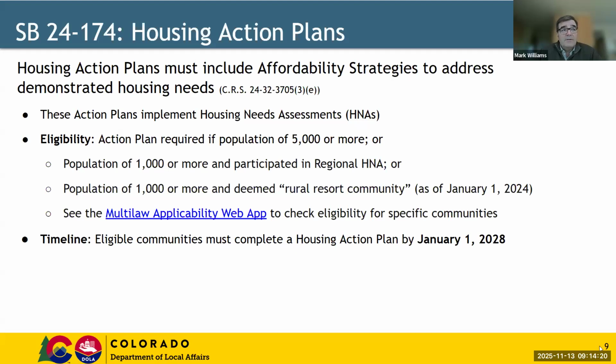If you have any questions or doubts whether or not you need to do a housing action plan, we have a great tool you can look at. It's called the Multi-Law Applicability Web App, and it's a spreadsheet form and a map form. So, for example, you can go to the map and click on your jurisdiction, and there'll be a pop-up that shows which of the laws your place is subject to. And then don't forget that the HAP is due by January 1st, 2028. Usually these things are due on December the 31st of whatever year, but the General Assembly is keeping us on our toes by changing that one particular date to January the 1st.